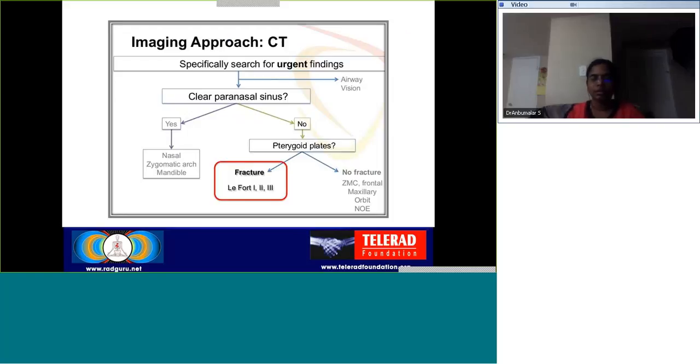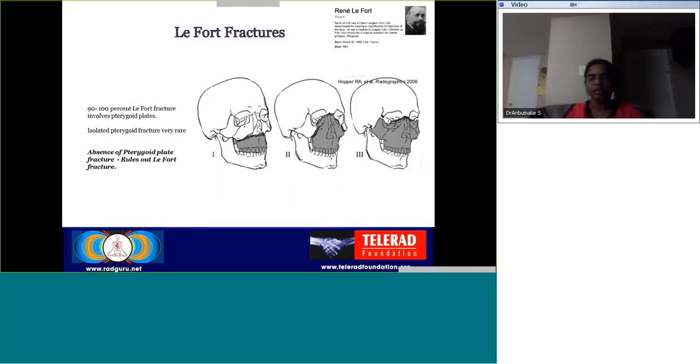Next comes our third imaging approach, where the paranasal sinuses have hemorrhage and the pterygoid plates have fracture. Then the famous Lefort fracture is included in this group. The Lefort fractures 1, 2, 3 are in this. Lefort is a French surgeon. There are 3 types of Lefort fracture. In all these fractures, 90 to 100% will have the pterygoid plate fracture. If there is no pterygoid plate fracture, that rules out the Lefort fracture.